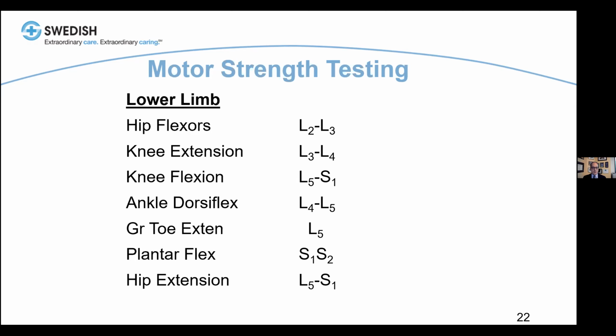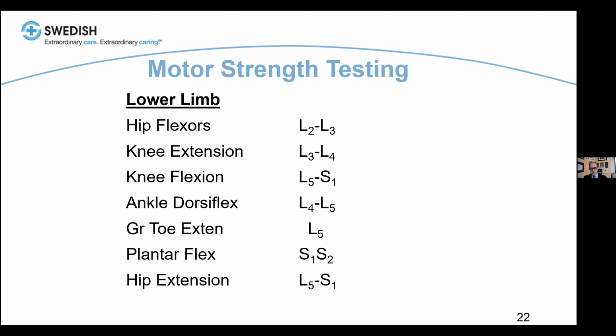What you want to be thinking of is the group of muscles and what nerve root they are responsible for. So if you're sitting in your chair here, if you flex your hip, that's L2-3. If you extend your knee, that's L3-4. If you flex the knee, that's L5-S1. Ankle dorsiflexion is L4-5. And then great toe extension, which is actually a pretty small muscle. If you think of the muscle bulk in your extensor hallucis, that's primarily L5.